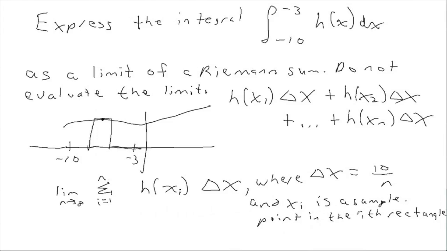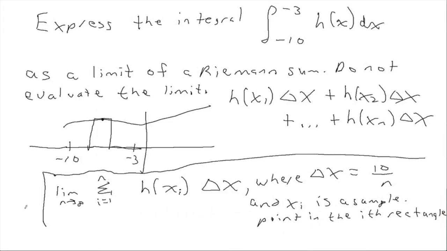Okay, and I think it would be good to add this as well. When we say what xi means, remember there's going to be n different sample points. So rather than just saying xi is a sample point, we can say xi is a sample point in the ith rectangle. So I think this will be the best type of answer we can give. Xi is a sample point in the ith rectangle.